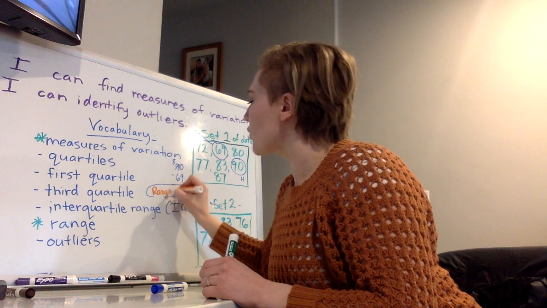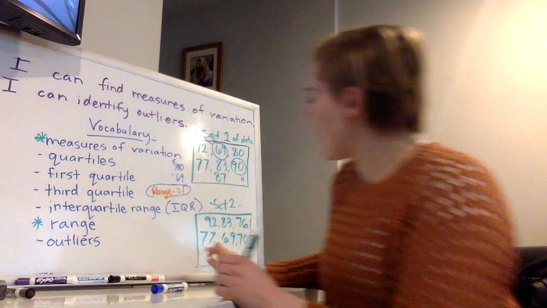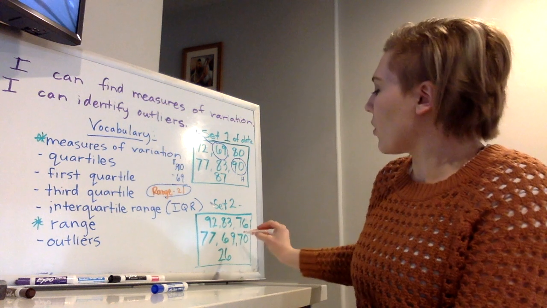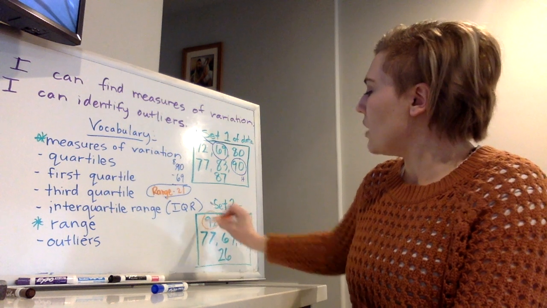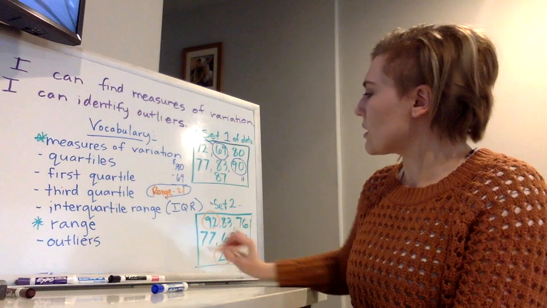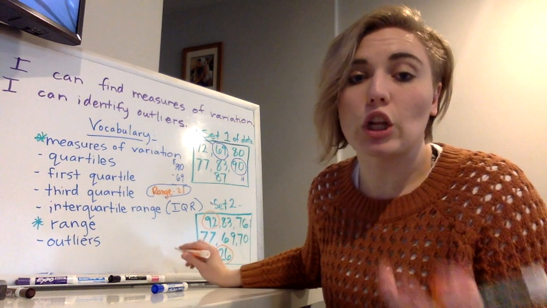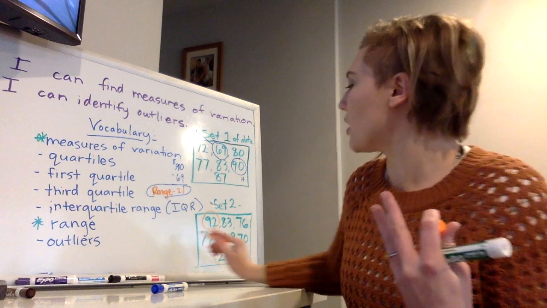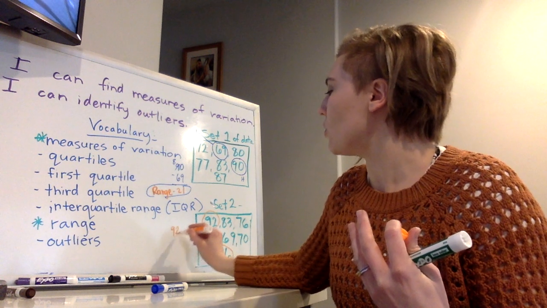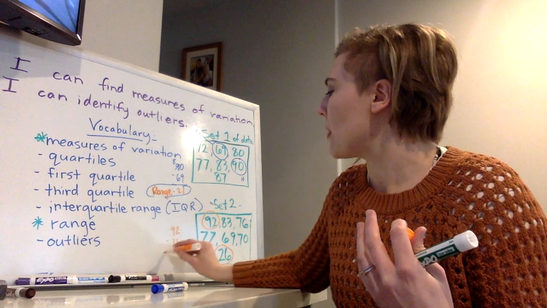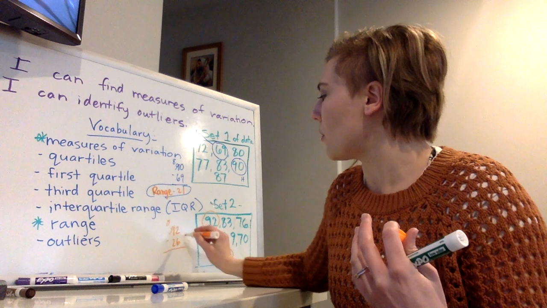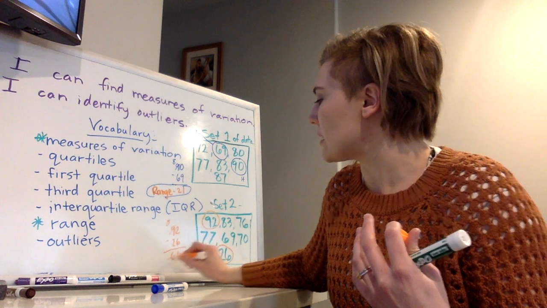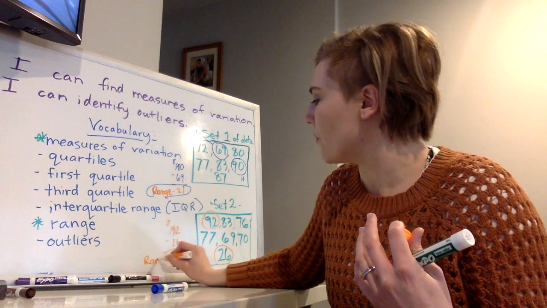So the range for that one was 21. And then if we look down here on set 2, the largest number that we have is 92, and the lowest number is 26. So again, we are going to look for the difference between those two numbers to see what the range of our data is. So it would be 92 minus 26. Okay, so I'm going to do that real quick. And we get 66 would be our range.